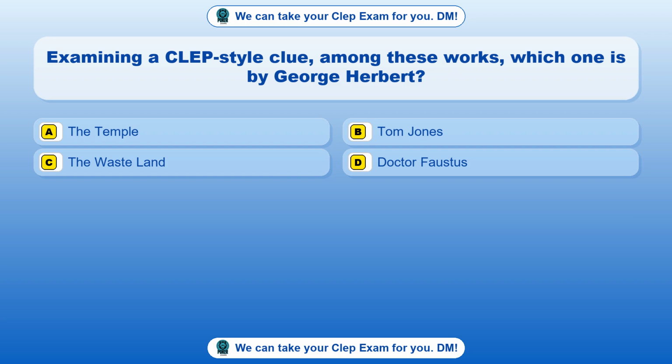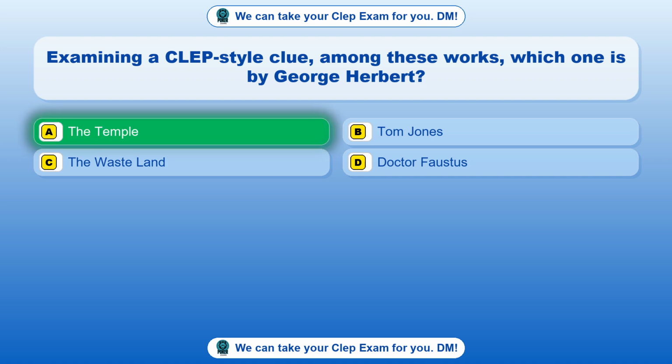Question 90. Examining a CLEP-style clue among these works, which one is by George Herbert? Option A. The Temple. Option B. Tom Jones. Option C. The Waste Land. Option D. Dr. Faustus. The correct answer is option A.